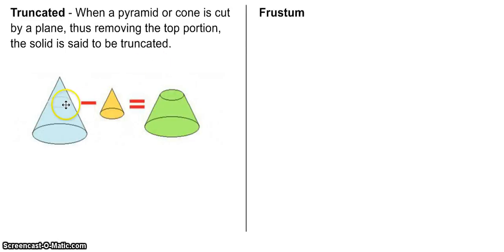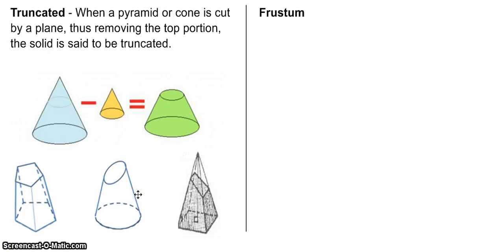For example, here we have a cone. We subtract or remove the top portion of the cone and are left with this solid right here. We would call the solid a truncated cone. Here are 3 additional truncated solids: a truncated hexagonal pyramid, a truncated cone again, and a truncated square-based pyramid. All have a plane slice taken out of the top, which could be at any angle.